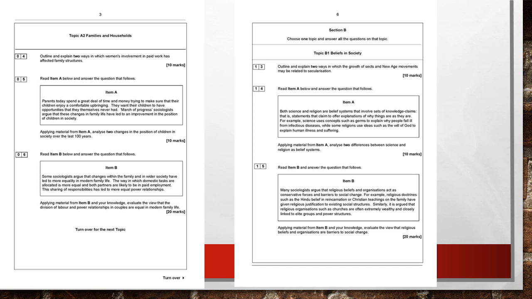It's really important that you have a look and familiarise yourself with the format of the paper. So go and have a look to see if you can get any past papers. I know it's a new spec, but there are some specimen papers that your teacher should be able to give you. As you can see, it's a nice paper because it's very standardised. So you're going to have 2 10 markers followed by a 20 marker for both families and households and for beliefs in society.